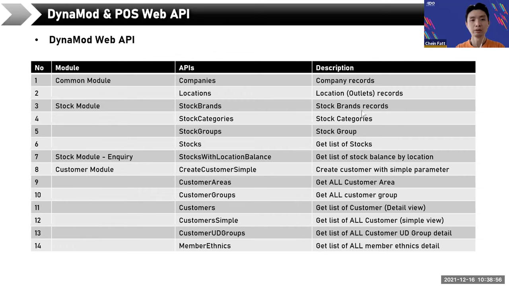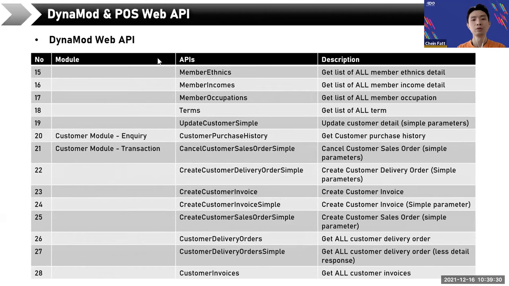Here we can see some of the info you can get from our Dynamod, like the stock module. You can get the stock brand, category, stock group, and stock as well. Like the customer module, you can create some of the customers in our Dynamod. And maybe you want to get customer information from our Dynamod, they can get it if they want to do integration. So here is most of the information you can get from our Dynamod web API.